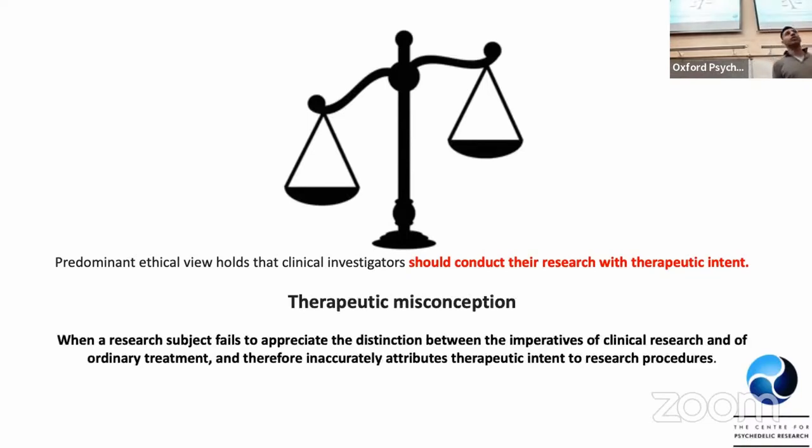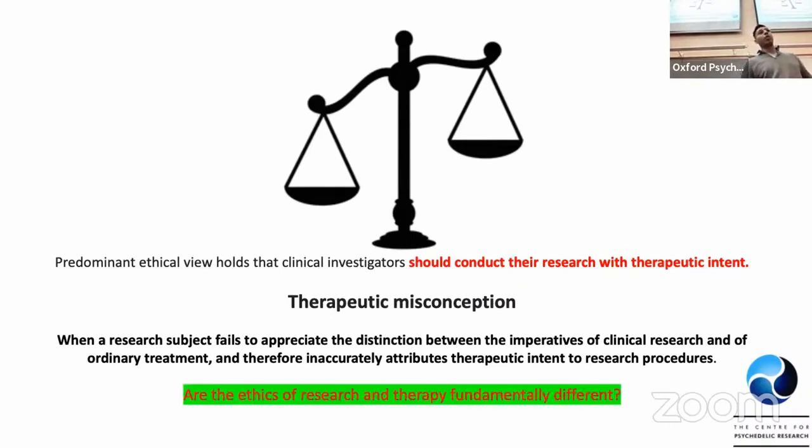That describes when a research subject fails to appreciate the distinction between the imperatives of clinical research and of ordinary treatment that is received in clinical care in society. And therefore, these individuals inaccurately attribute therapeutic intent to research practices. Over the course of this talk, I want you to consider the different ethics involved, specifically in neuroimaging in clinical trials, and some of the risks and benefits that these may entail for participants in the context of psychedelic neuroimaging.